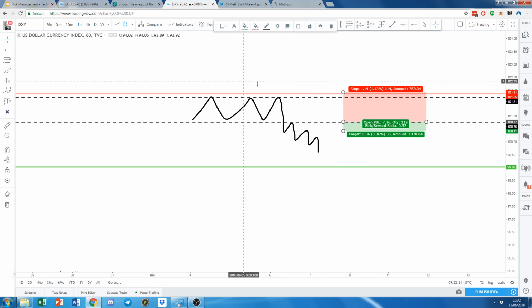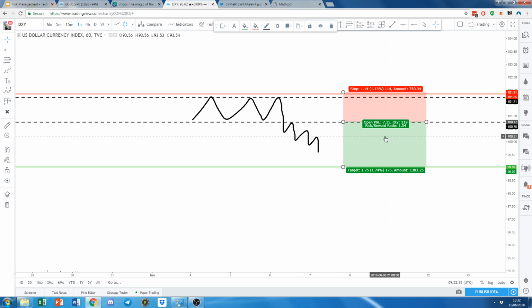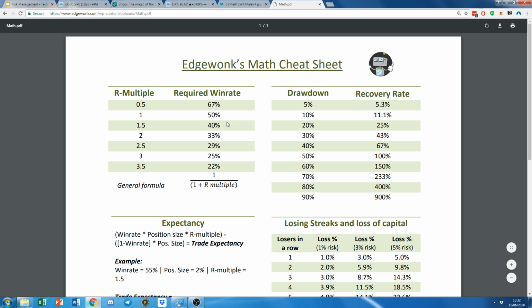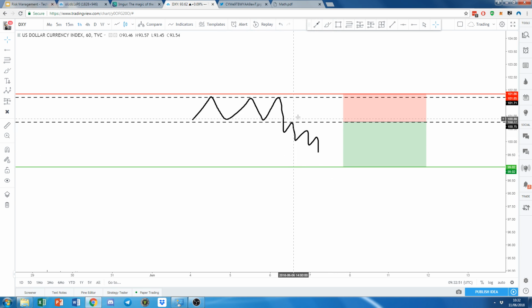So entry, stop above here, that's where I know I'm really wrong. If it breaks out, then I'm probably completely wrong on the trade, and then my target for the trade is here. Now, 1.5 R, nothing wrong with that. As we can see, I only need to win 40% of the time in order to be profitable if I take these types of trades. So at execution, when I execute the trade, the R of the trade is 1.5 or 1.6, whatever it may be. Now let's see what happens as price reacts.